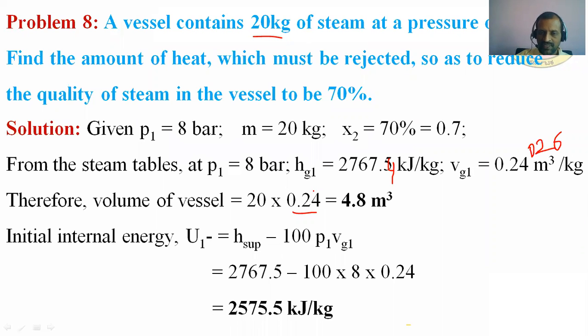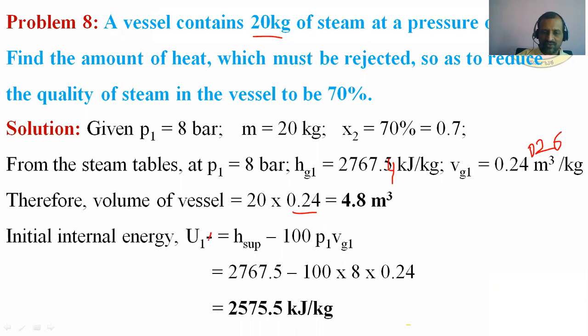I told you already the values are for only 1 kg of mass. Now this is multiplied by 20 because in the problem it is given 20 kg of mass. So you'll get 4.8 meter cube. It is the volume of the vessel. Now internal energy, go for initial internal energy, that is U1.